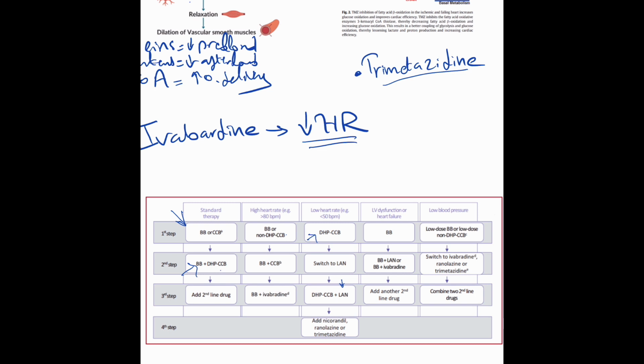In patients with left ventricular dysfunction or heart failure, you start with beta blockers, and then if that doesn't work, you add long-acting nitrates or ivabradine. If that doesn't work, then you add a second-line drug, which is again nicorandil, ranolazine, or trimetazidine. Patients with low blood pressure, you need to be very cautious. Give low doses of beta blockers or low doses of non-dihydropyridine calcium channel blockers. If it doesn't work, you switch to ivabradine, ranolazine, or trimetazidine. If that doesn't work, then you combine both drugs.